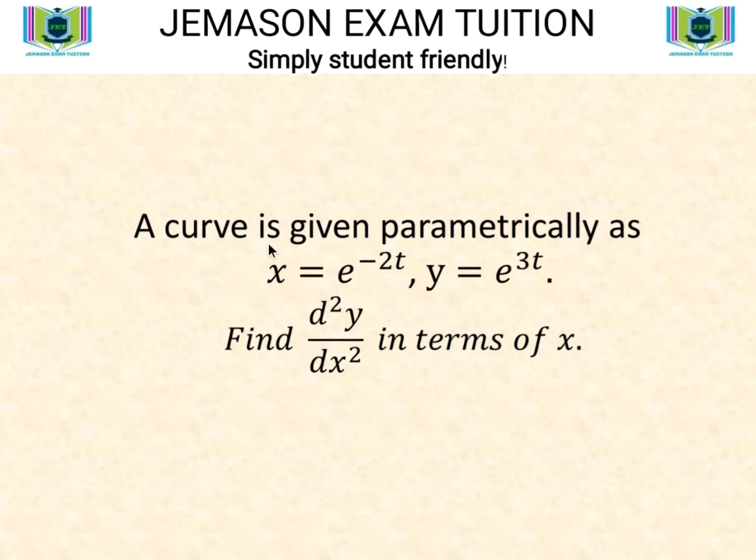The question says a curve is given parametrically as x equals e to the negative 2t, y equals e to the 3t. Find d squared y over dx squared in terms of x.